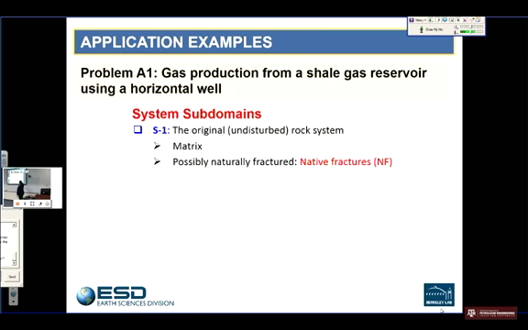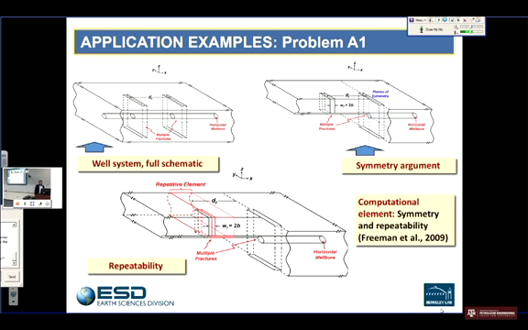So, problem A1. This is the problem that Tom discussed earlier. What we're doing over here is we have a gas production from a shale gas reservoir using a horizontal well. This system subdomain is the matrix and natural fractures. This is the S1 type, and this is what it looks like in this case. We have the stencil. Stencil is the minimum repeatable element.